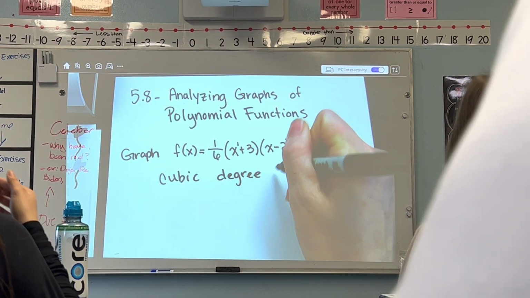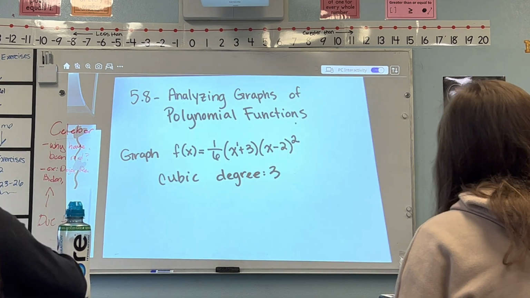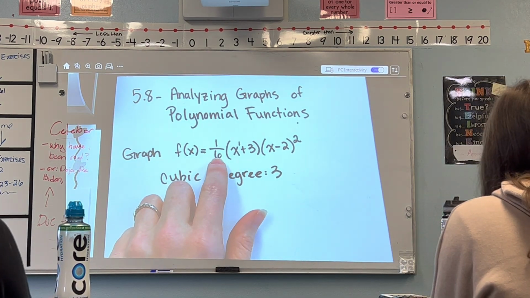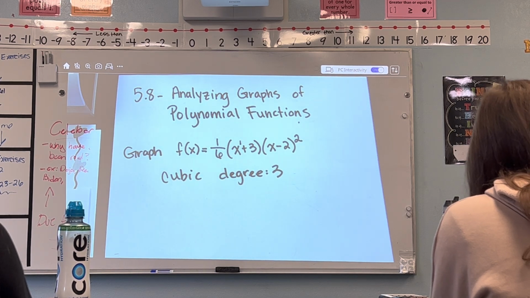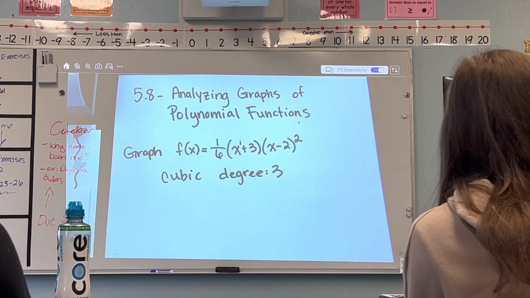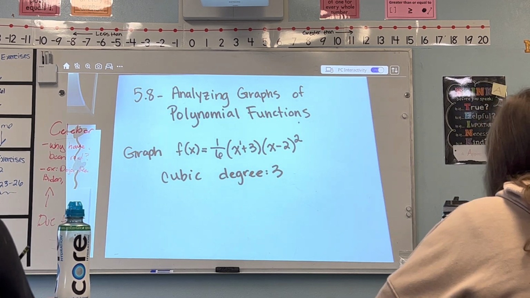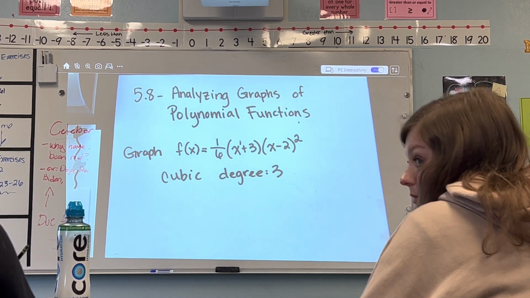We've got to figure out some knowledge first. Knowledge: the leading coefficient is positive, right? So which way is my noodle going? Yeah, it's going from left to right.